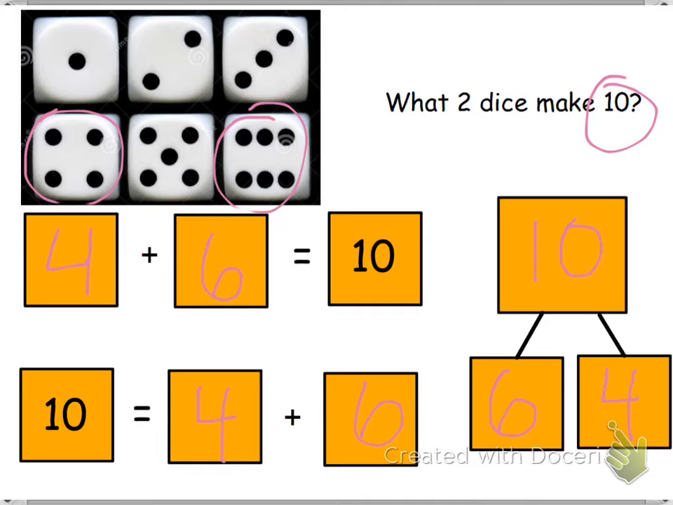If we had 2 5s, we could have done 5 plus 5. But there's no 2 dice, and so we can't actually include those. Okay, so there is other ways to make 10, but just not with these dice that we are given.